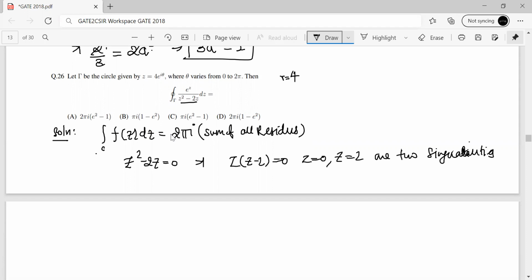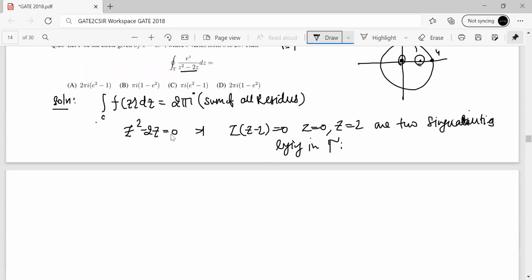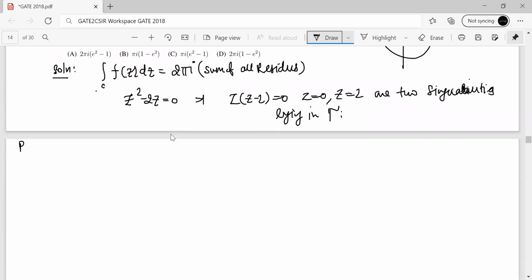These are the two singularities, and they both lie in gamma, because gamma is a circle of radius 4. So if I have a circle of radius 4, then 0 is inside and 2 is also inside. So we will find out the residue at both these points. So the residue of f at z equal to 0 will be equal to what? Limit z tends to 0 of z into f of z.